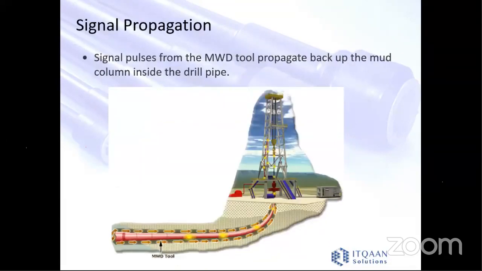We go to the fourth, the signal propagation. As soon as we start pumping, as we mentioned, the signal starts traveling inside the drill string. The signal pulses from the MWD tool propagate back through the mud column inside the drill pipe. Okay, guys, please pay attention on this one. When we start pumping, we are pumping inside the drill string, and the MWD starts sending the measurement on the same path but in the opposite direction. The MWD sends the signal inside the drill string, but in the opposite direction, uphole.